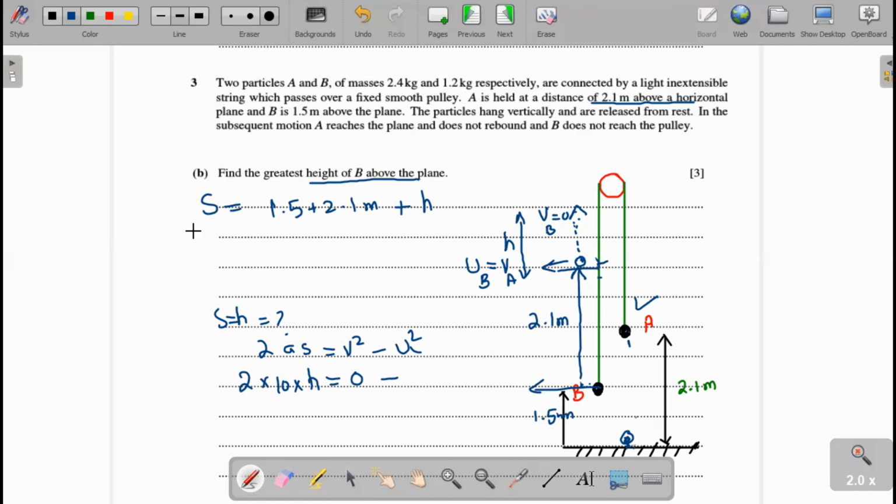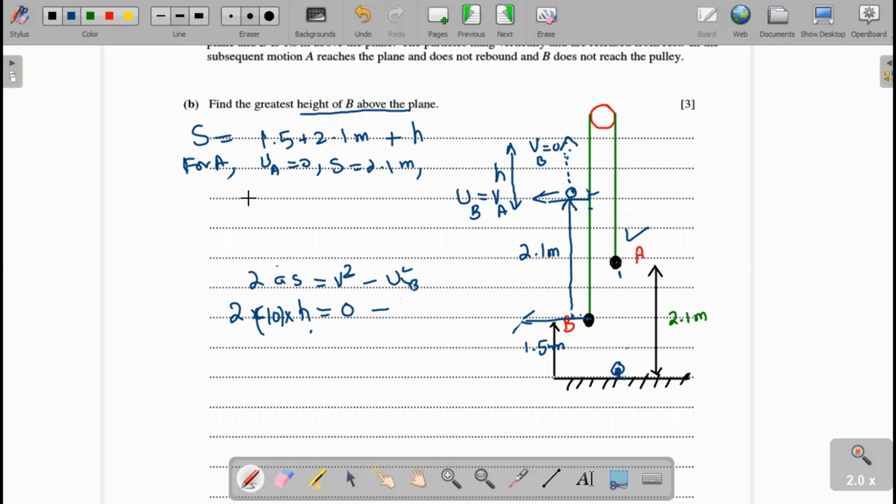We see that for particle A, the initial speed of A is 0 and the distance it covers is 2.1 meter. And now we use the equation to find the velocity VA, where 2as is equal to v squared minus u squared. Here the acceleration is given. We already found the acceleration when the particle moves downward. That is equal to 10 over 3 meter per second squared.